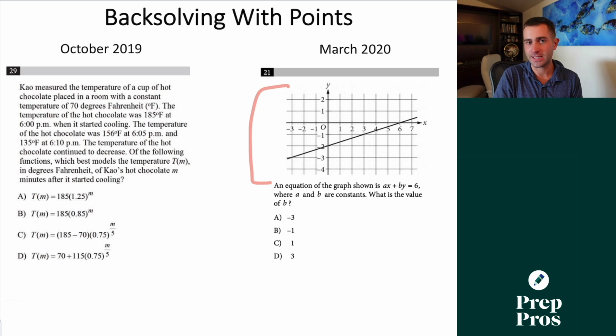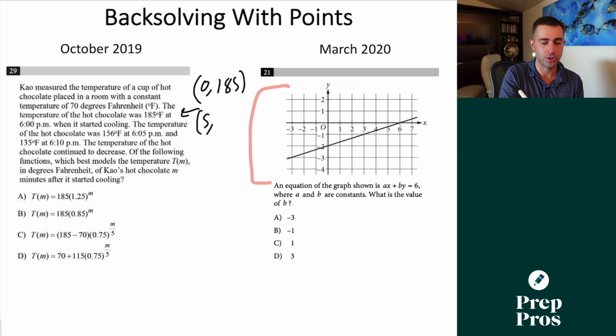Since it's m minutes after it started cooling, at 6 p.m., this is the beginning point, we're going to have the point (0, 185). And then at 6:05 p.m., which is 5 minutes after it started cooling, we're going to have the point (5, 156). And then at 6:10 p.m., we're going to have the point (10, 135).